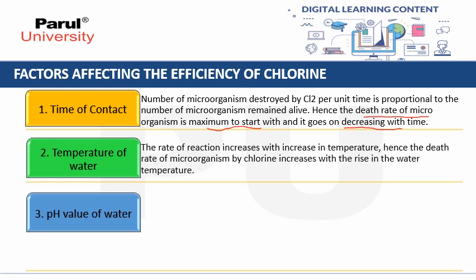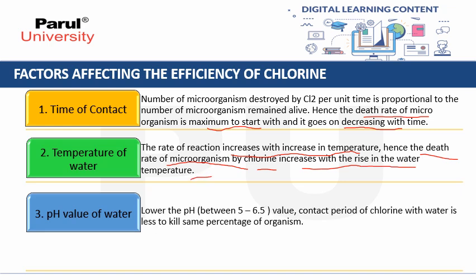Temperature of water: the rate of reaction increases with the increase in temperature. Hence, the death rate of microorganisms by chlorine increases with the rise in water temperature. pH value of the water: the lower the pH, that is between 5 to 6.5, the less contact period of chlorine with water is needed to kill the same percentage of organisms.